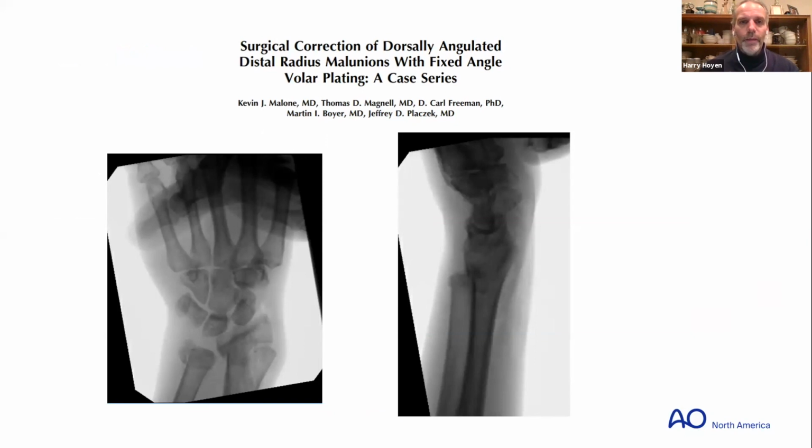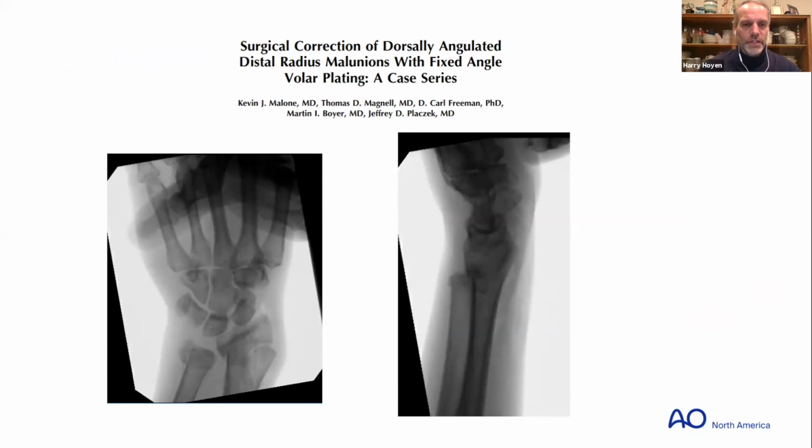But a lot more popular now, and I put a plug out to Kevin. Kevin was one of our junior partners, now one of our senior colleagues and a member of the education team, and he had a nice little early series of dorsally angulated fractures from the volar plate, and we talked about this and how do we do this.